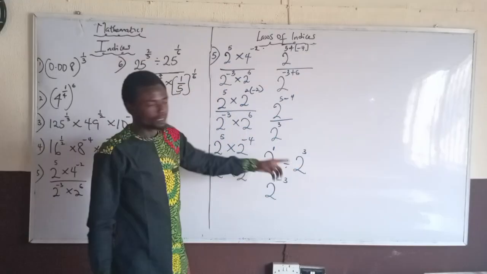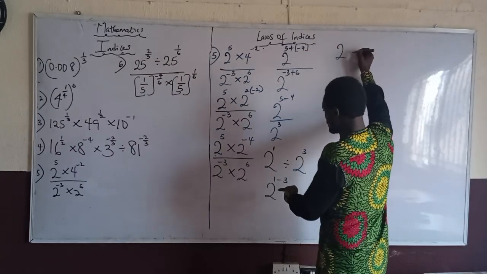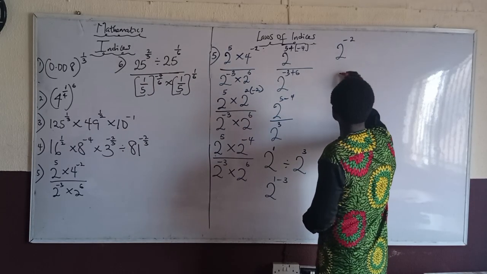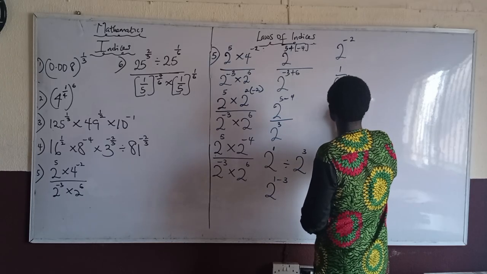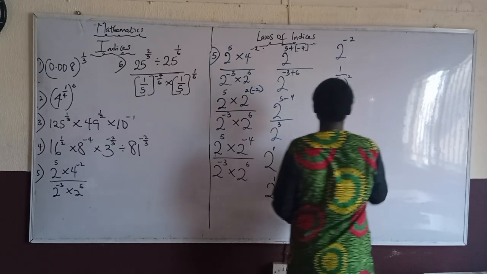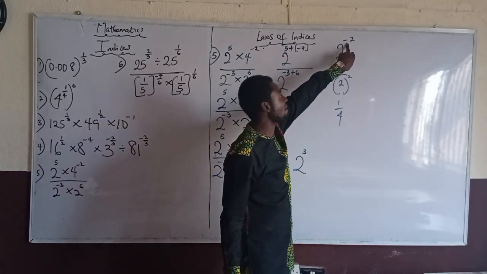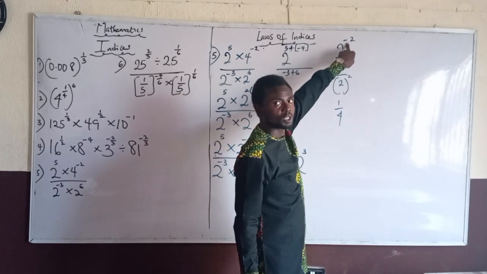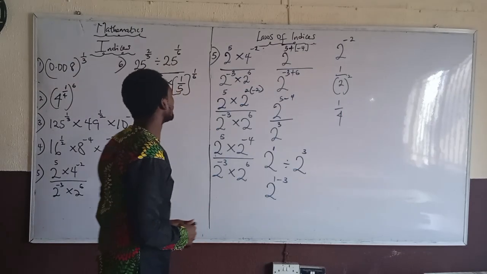Since I have division, I'll pick 1 and subtract. So here becomes 2 raised to power minus 2. That is now 1 over 2 raised to power 2, which becomes 1 over 4. So, because I have a negative sign as the power is negative 2, we are looking for the reciprocal of the base. So, move to the last one, which is number 6.